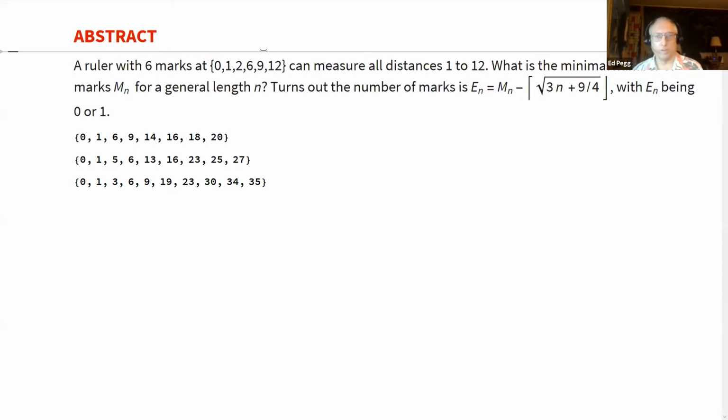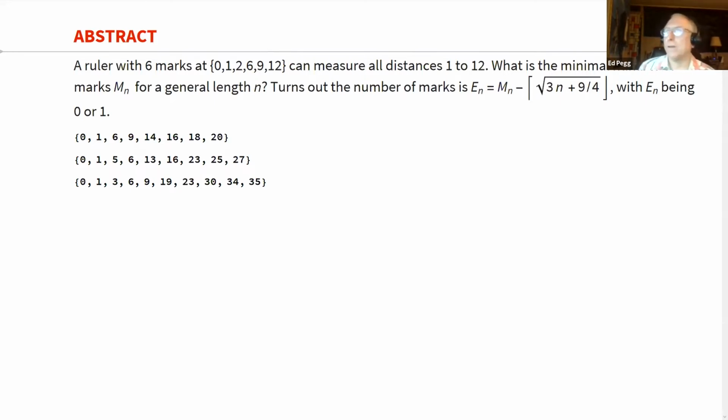And one thing I managed to show was that the formula square root of 3n plus 9/4, rounded, gives a very good approximation of the number of marks needed. And if you subtract that formula from the number of marks needed, you'll always get either 0 or 1.